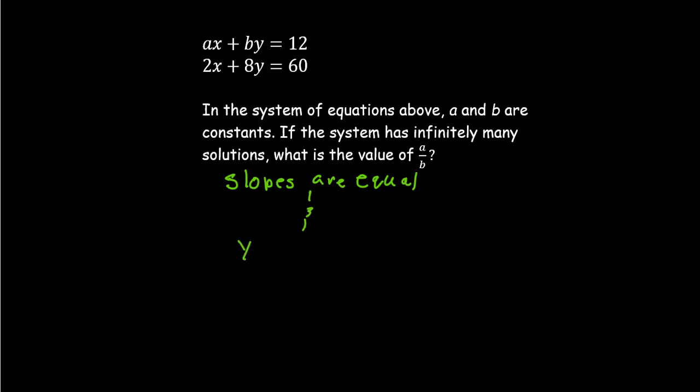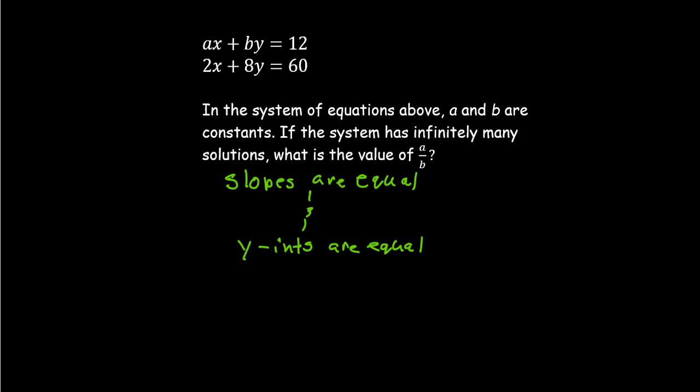And the y-intercept values. Okay, both of those would be equal for us. All right, so in this case, when they're asking what is the value of A over B, the simplest way I would think of this is to look at the relationship between your constants, because your y-intercepts need to be the same and your slopes need to be the same.